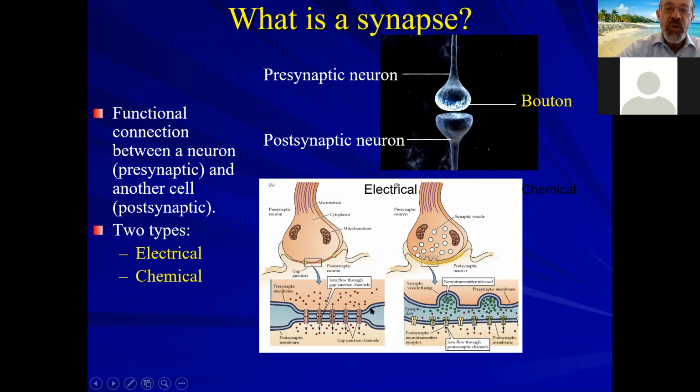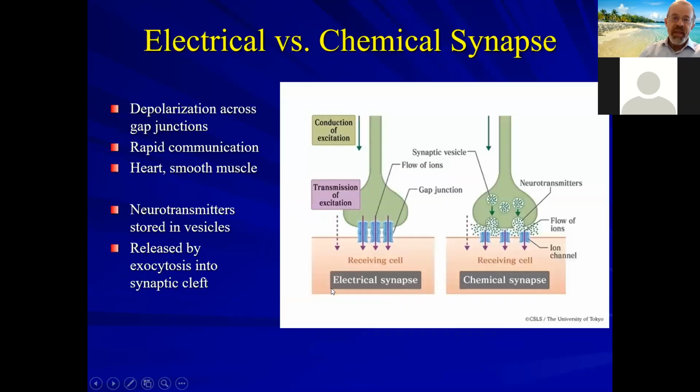But I would be kind of doing you a disservice if I didn't mention that there are a small number of what are called electrical synapses. Essentially, an electrical synapse is the continuation of the electrical signal down the length of the axon across the gap junction to the next cell. We see this in heart cells and some types of smooth muscle cells. But compared to the number of synaptic connections throughout the body, it's very small.